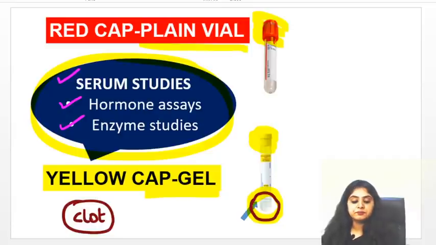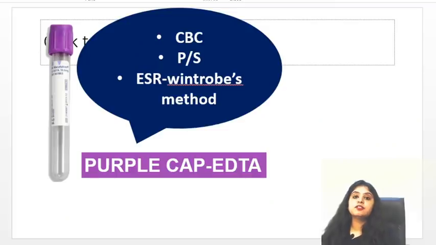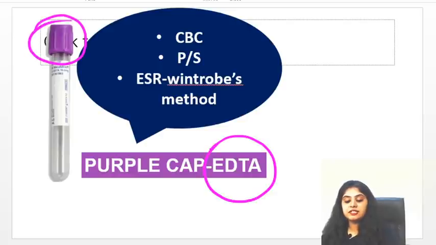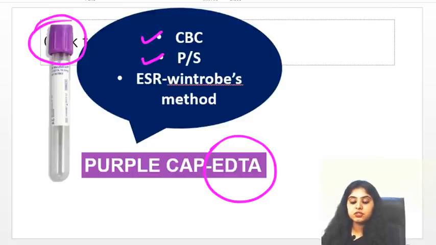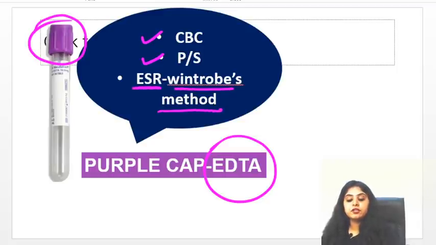Yellow and red. Next, the bread and butter of pathology, the lavender vial. Why? Because it has EDTA, and this is what you use to do all your complete blood count, peripheral smear examination, all of these you do with the lavender vial. Apart from that, you also measure ESR by Wintrobe's method in the lavender vial. So CBC, PS and ESR by Wintrobe's method.